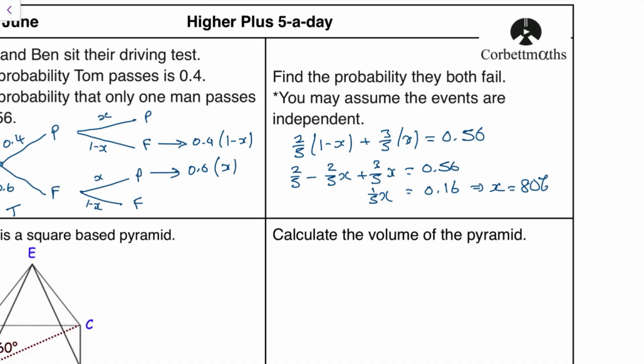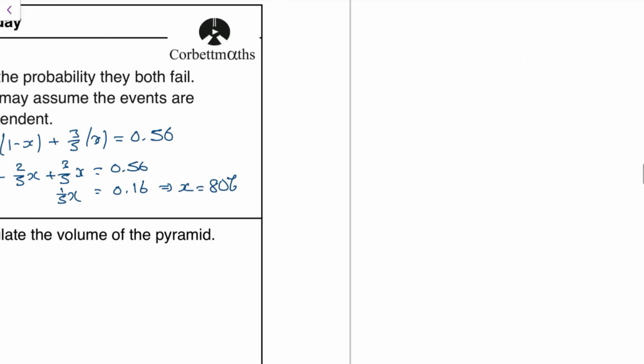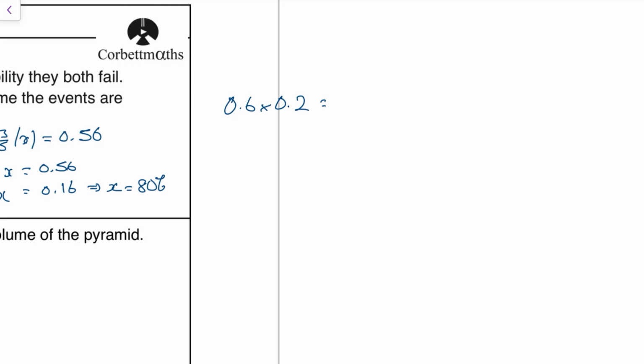Now, what have we found out? We have found out the probability of Ben passing is 80%, which means the probability of him not passing is 20%. So this is 20% and this is 80%, which means I can now find the probability they both fail. Actually, this isn't too bad, is it? So I want fail, 0.6, times fail, which we worked out is 20%. So it's just going to be 0.6, Tom fails, times 0.2, which is going to be 0.12 or 12%.